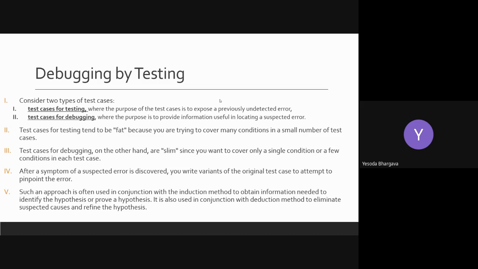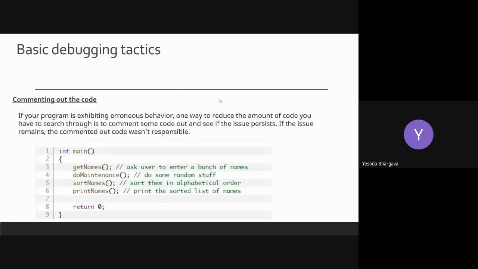Debugging by testing is not isolated from hypothesis and testing. Basically, here again you are forming a certain set of hypotheses and you're trying to validate or invalidate those hypotheses by what you're observing in the process of testing. Going on, we will discuss some of the basic debugging tactics using examples.